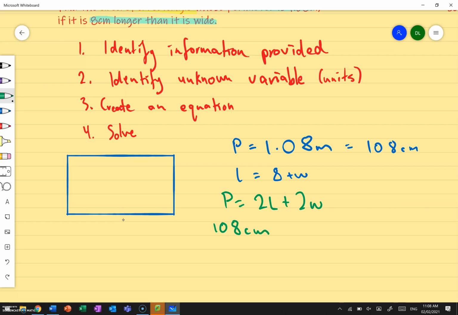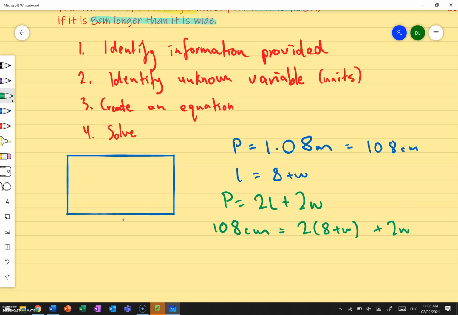And by the way, I am expecting you guys to write this down with me. So 108 centimeters equals 2 times L. What's my L? Perfect. So 2 bracket A plus W. Sorry, 2 times all of A plus W, not just 2 times A plus W. So we need to include the brackets. And then we add 2W.